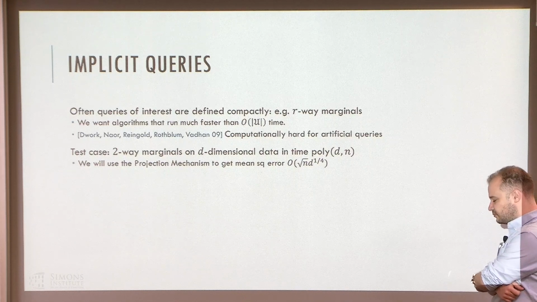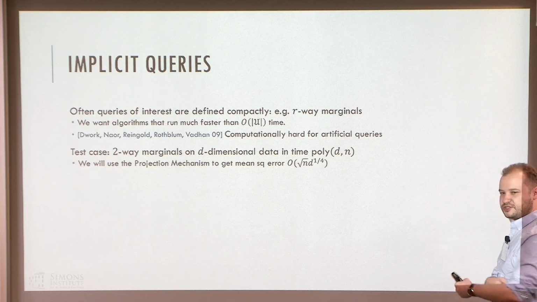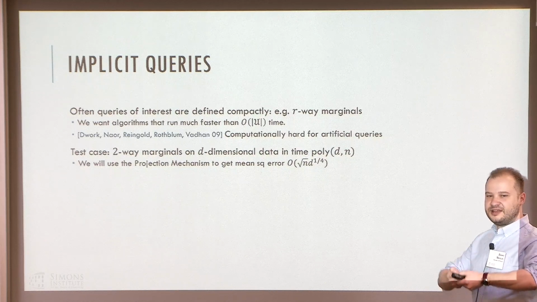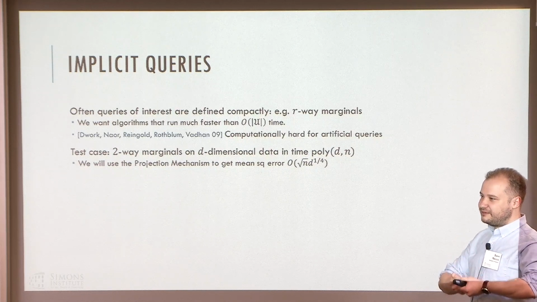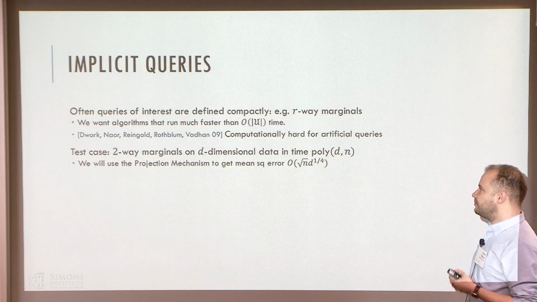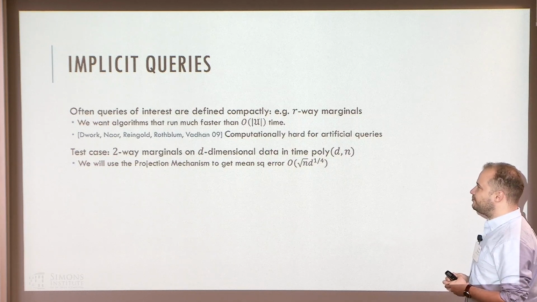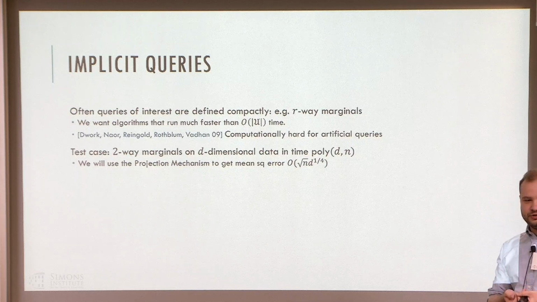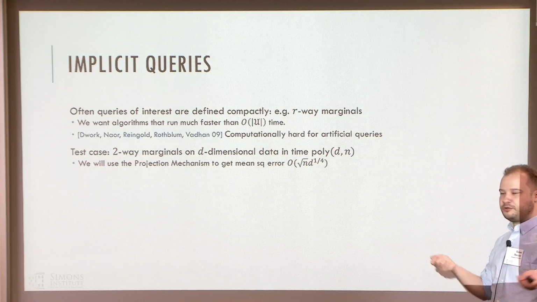So far I've been assuming that all these counting queries are just given by their truth table. So for every counting query, I've really listed, for every possible row in the database, what is the value of the query. But of course, often in practice, the queries are specified in some implicit way, where you don't just list all their values from the whole universe.